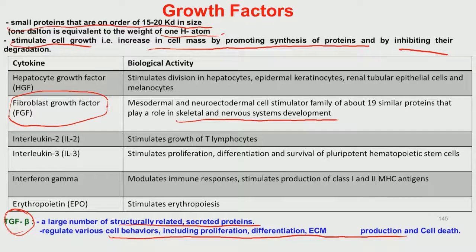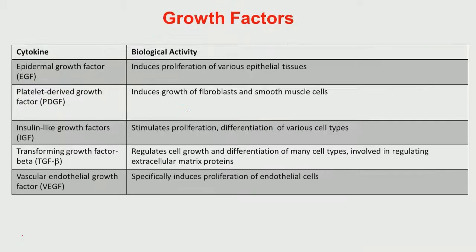So, as a beginner or a researcher in the biomaterials field, I would recommend that you remember at least 2 or 3 growth factors, which would include FGF, that is fibroblast growth factor, and another one called transforming growth factor beta, that is TGF beta.